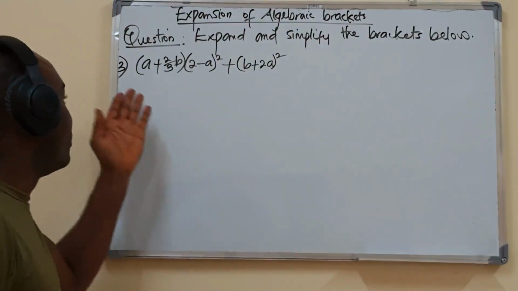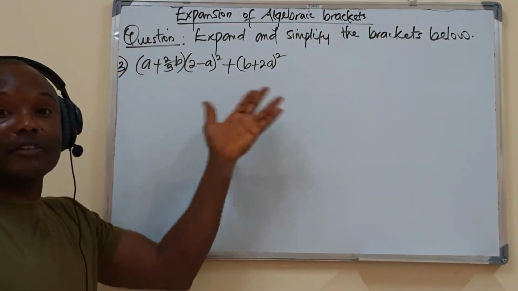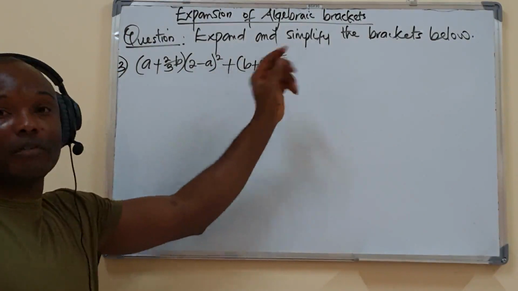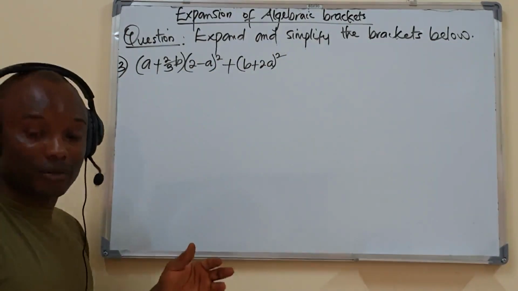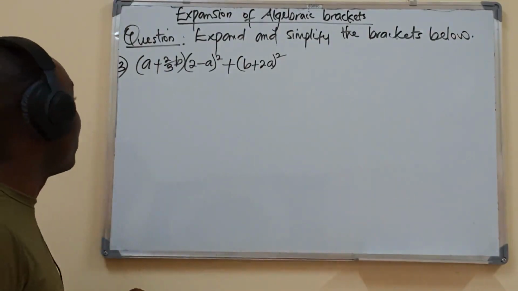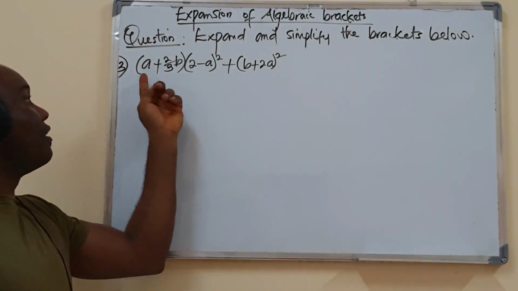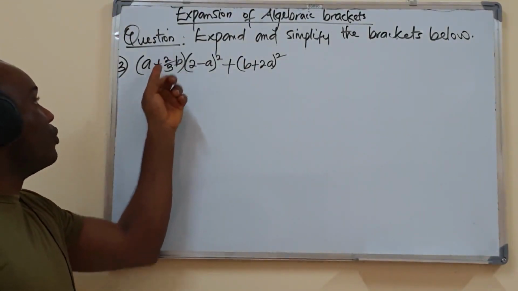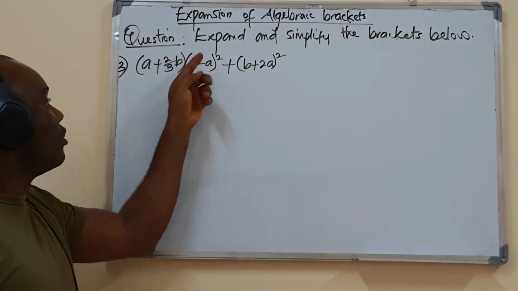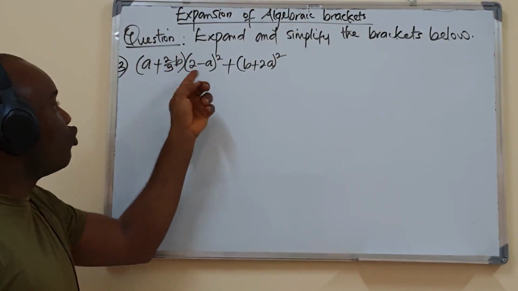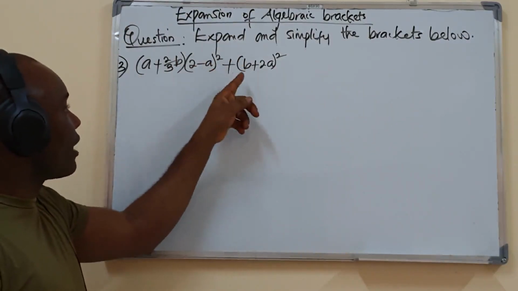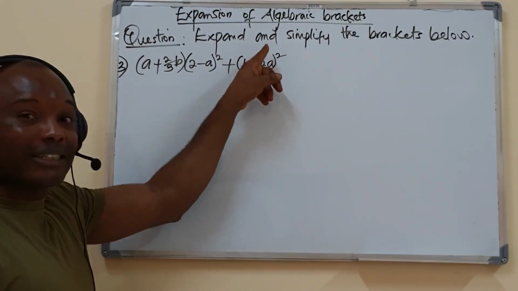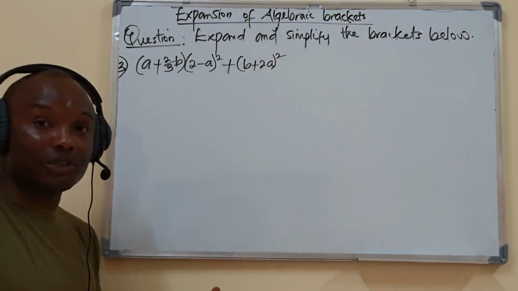Our last example is a case involving three different brackets with squares on top of them. So we need to be more active this time around to be able to sort the problem correctly. Take a look. Here we have a plus 2/3 of b, close the bracket, open another one, 2 minus a. Can you see the square here? Plus, open the bracket, b plus 2a, close the bracket, squared. We have a lot of expansion to do here.